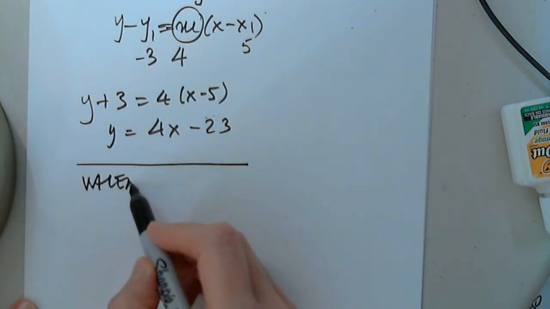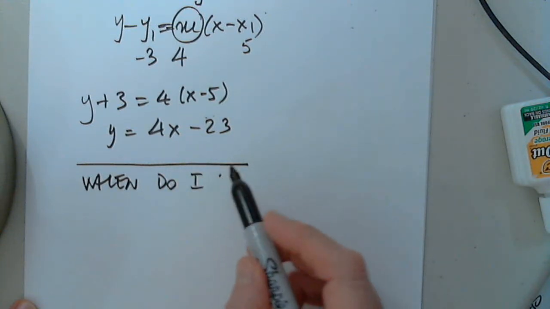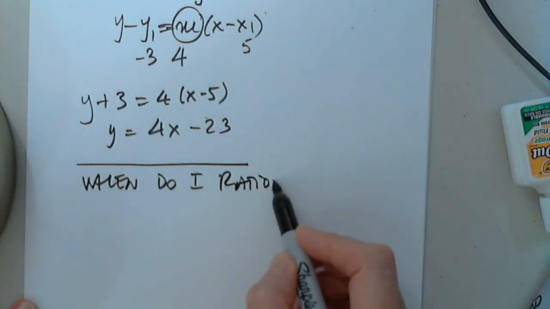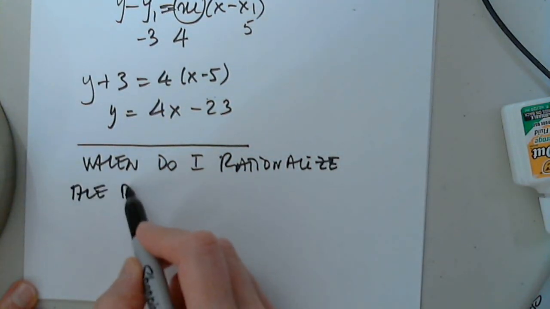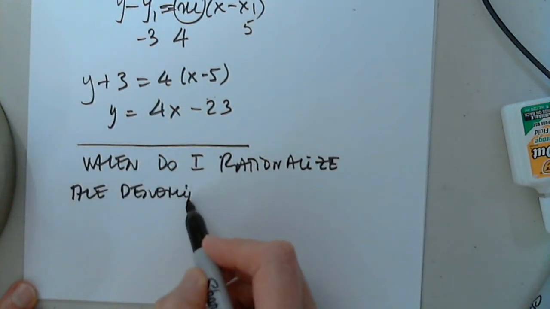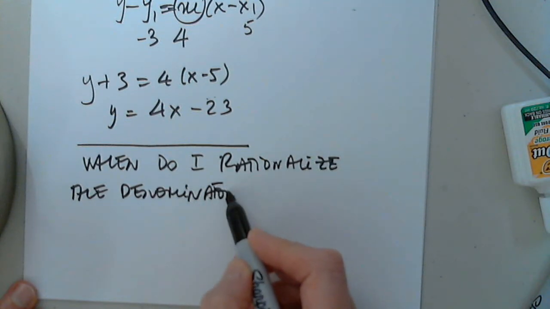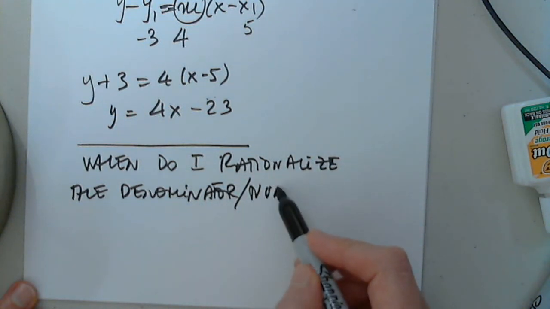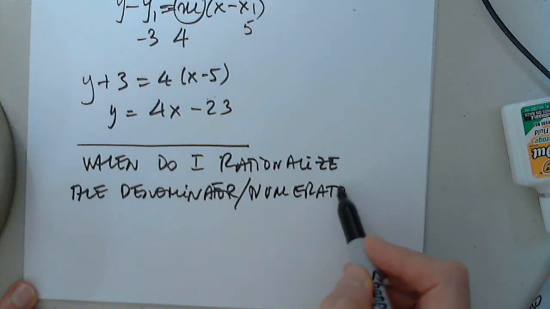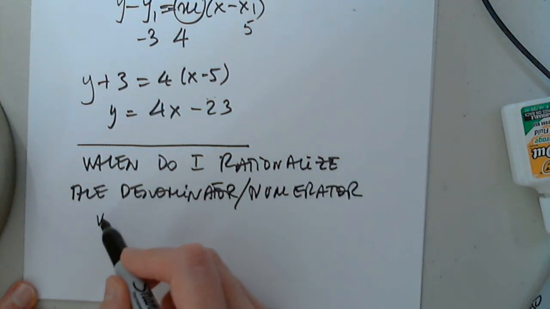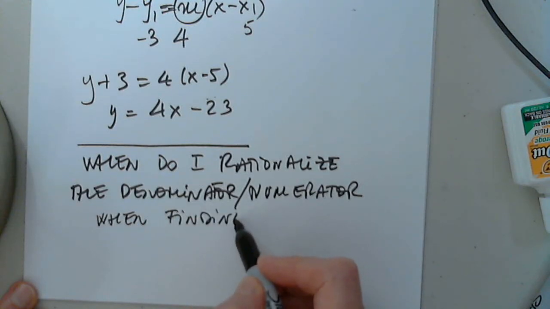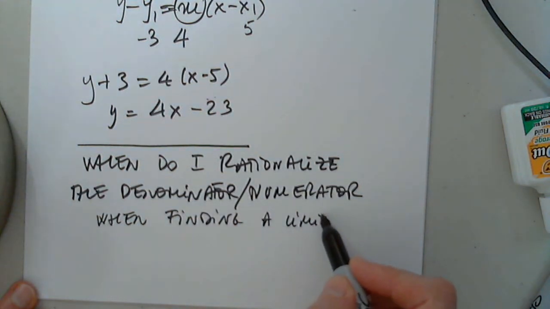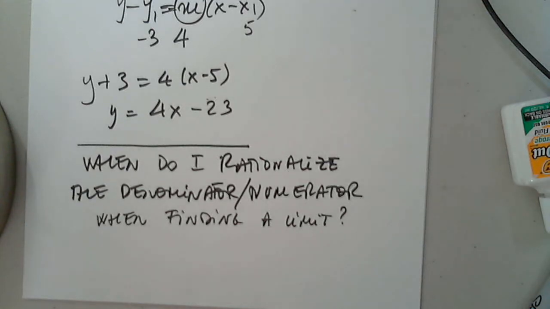So one of your colleagues asked the following question. When do I rationalize the denominator or numerator when finding a limit? This was a brilliant question, and I want to address it.